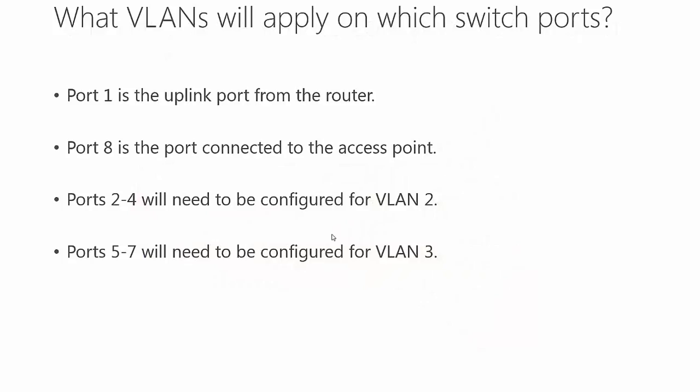Now, the following is going to be my port configuration for my network. So port 1 is my uplink port from my router. Port 8 is going to be my access point that will have multiple SSIDs tagged with different VLANs, including VLAN 6 for my guest network SSID. Ports 2 through 4 will need to be configured for VLAN 2. This is where my IP cameras will be connected. And ports 5 and 7 will need to be configured for VLAN 3. This is going to be my control system devices.